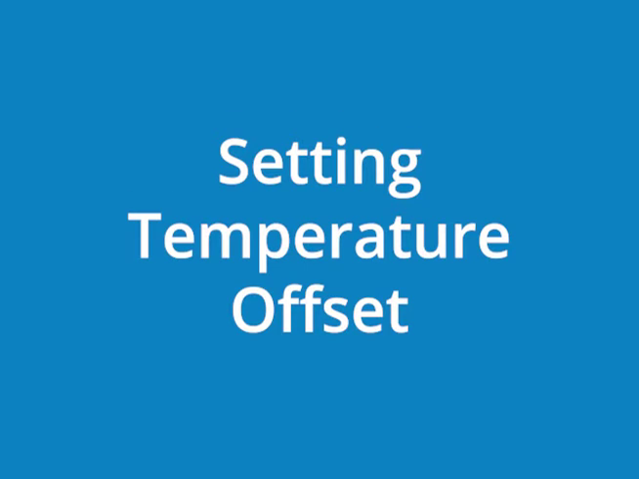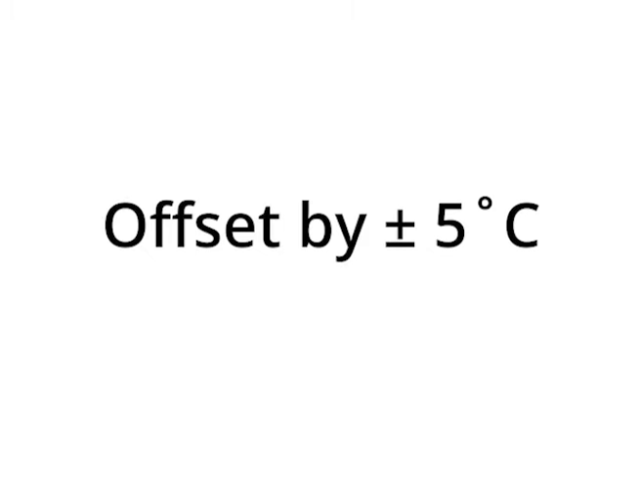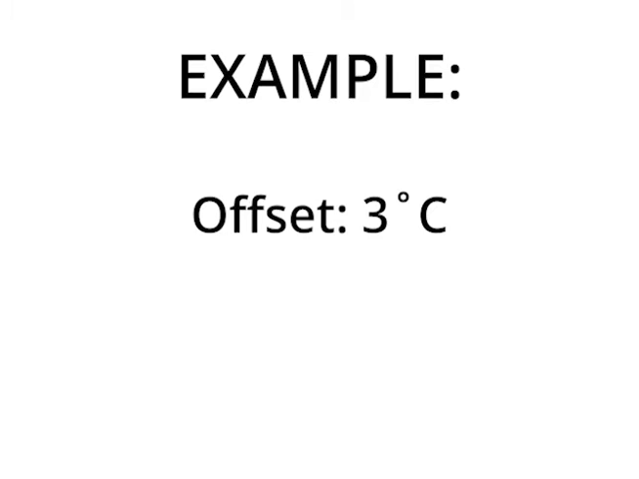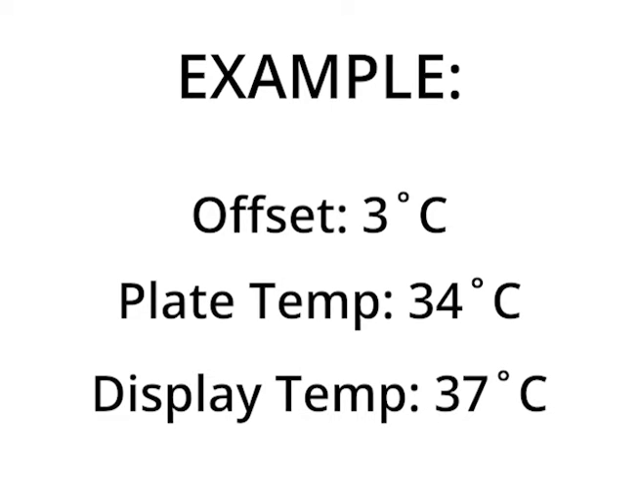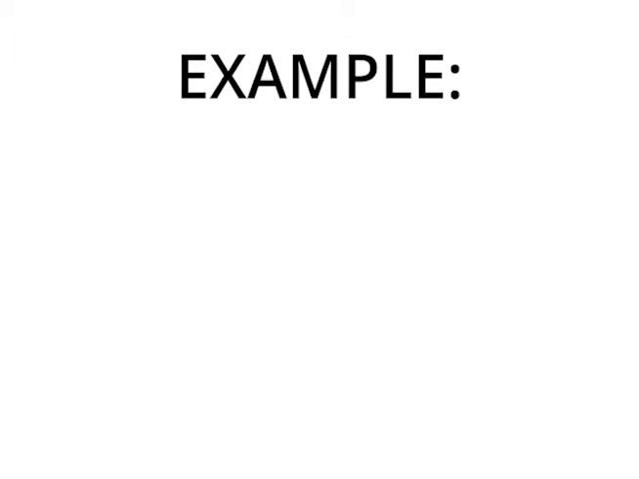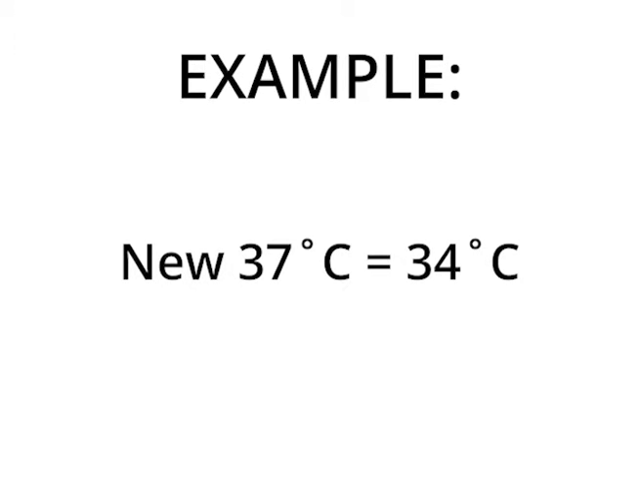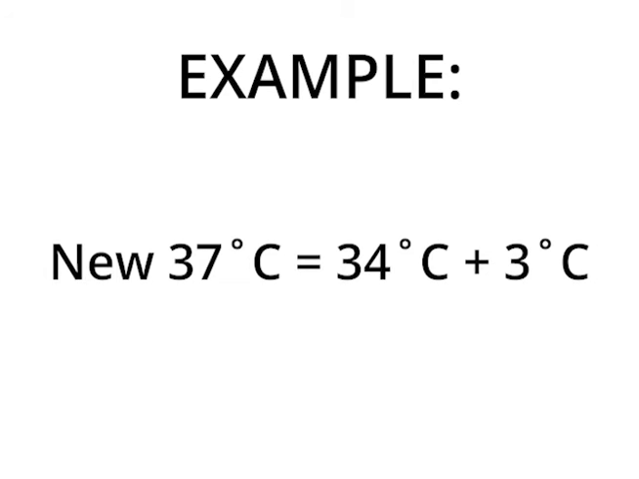If desired, you may set temperature offsets for the RTD probe, the thermocouple probe, and the heater plate. The temperature may be offset by plus or minus 5 degrees Celsius. For example, if you set the plate offset to 3 degrees Celsius and the actual plate temperature is 34 degrees, the temperature displayed on the ATC2000 will be 37 degrees Celsius. This means that if the set point is 37 degrees Celsius, the ATC2000 will control to the new 37 degrees, which is actually 34 degrees plus a 3 degree offset.